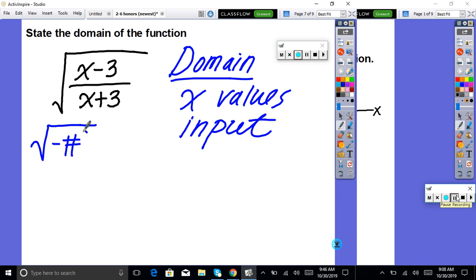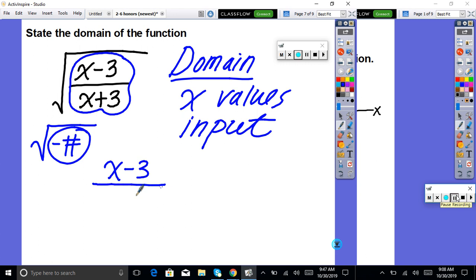Now, isn't it true that on a real number line, we cannot input a negative number into an even root? So wouldn't it be true to say our domain is going to be anything underneath of a radical, which in this case is x minus 3 over x plus 3? No matter what is under a radical, which is this, it has to be greater than or equal to 0. And now solve, which is what we just did, right? We just found domain in all of our other examples, didn't we?